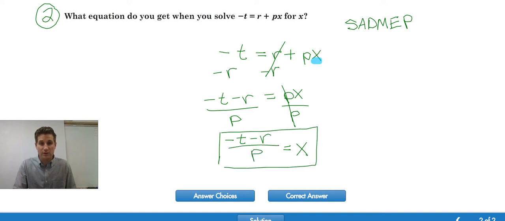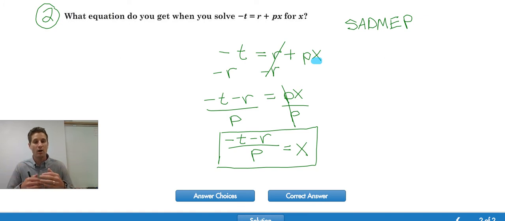So that's a literal equation where we literally have no numbers, but we can still solve and we still treat those variables in a very similar way to numbers. The only difference is I'm not combining them. This would be a normal problem if that negative t was a 5 and r was a 2, then we'd actually combine the 5 and the 2, and then we divide by a p. But in this case, we are just going to go ahead and leave the variables separate because they do not combine because they're not like terms.